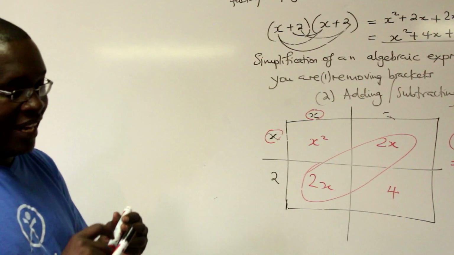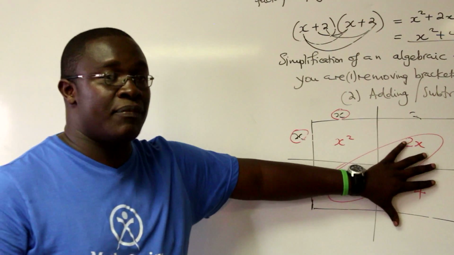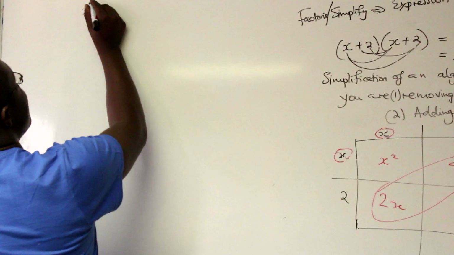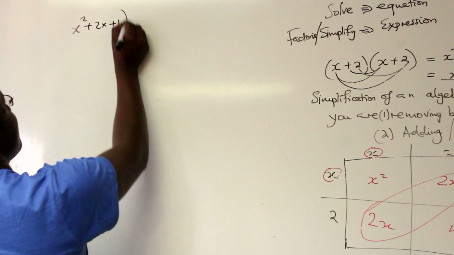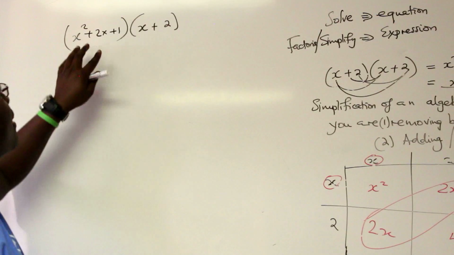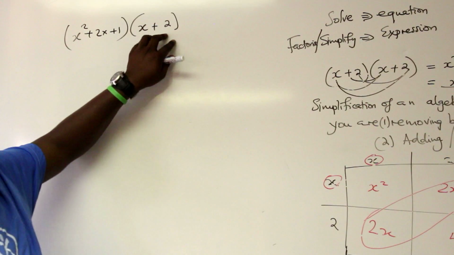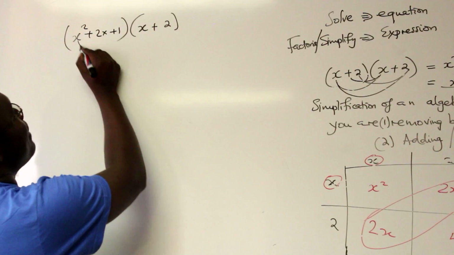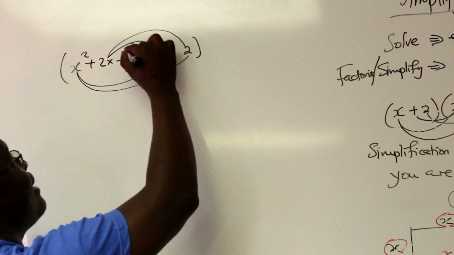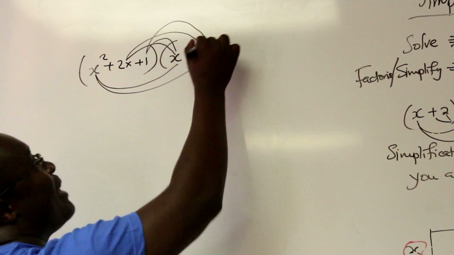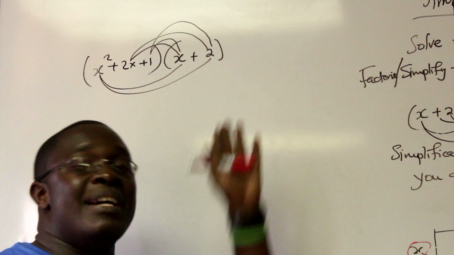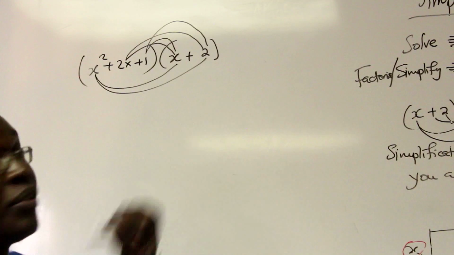Now, let's show the advantage of this method over the smiley face method. Let's say you've got x squared plus 2x plus 1 multiplied by x plus 2. I could have done it with 3 terms, but I'm just going to use a 3 and a 2 term. Here, you're supposed to multiply x squared by that, x squared by that, 2x by that, 2x by that, 1 by that, 1 by that. You see how many steps? And because you're doing it in a linear fashion, you might actually forget to multiply 1 or 2.